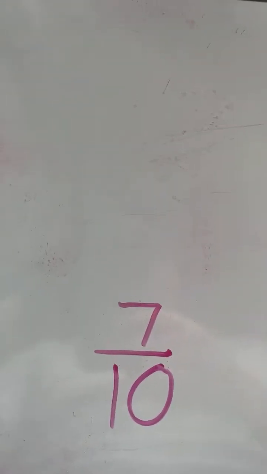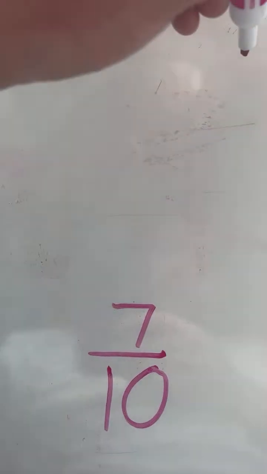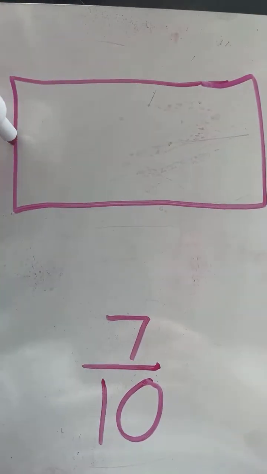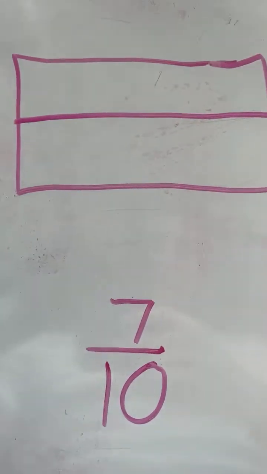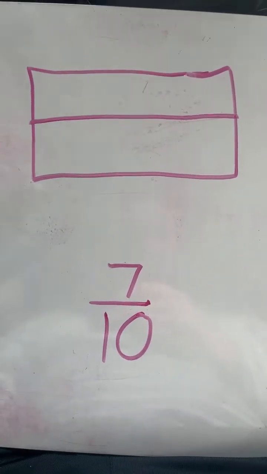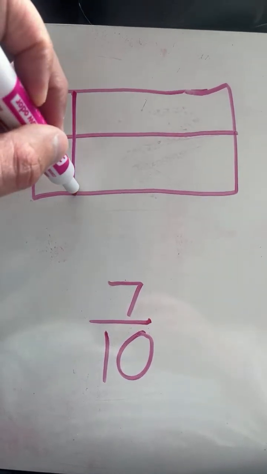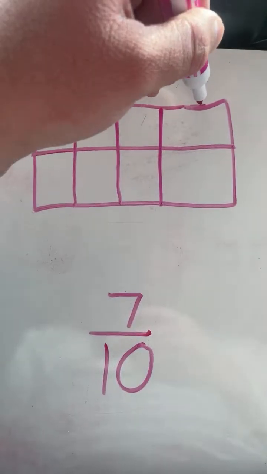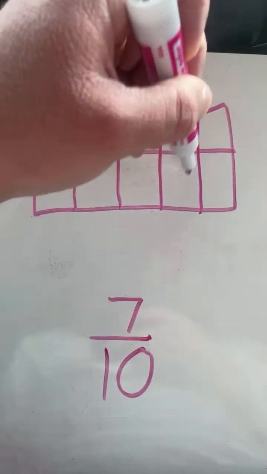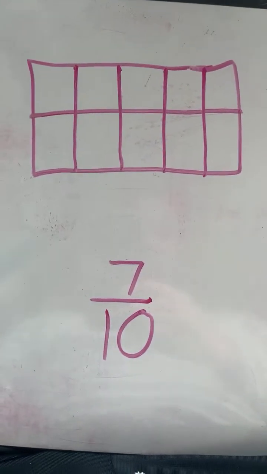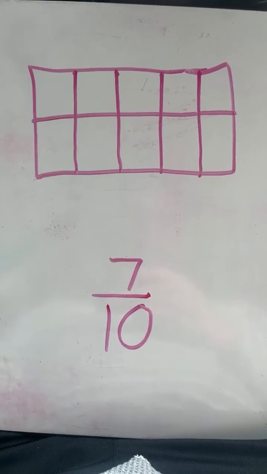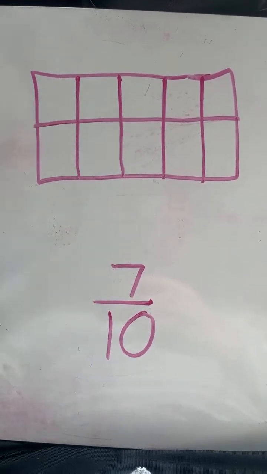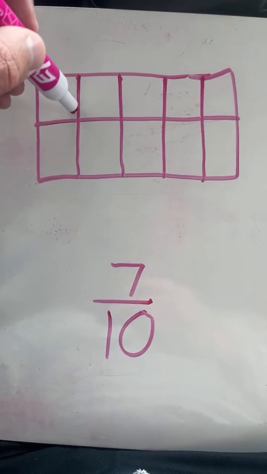Alright, 7/10. Making a fraction model that represents 7/10. So I'm making 10 total parts. 1, 2, 3, 4, 5, 6, 7, 8, 9, 10. So I have 10 total parts. And now to complete the model representing 7/10, I have to shade 7 of those 10 parts in.